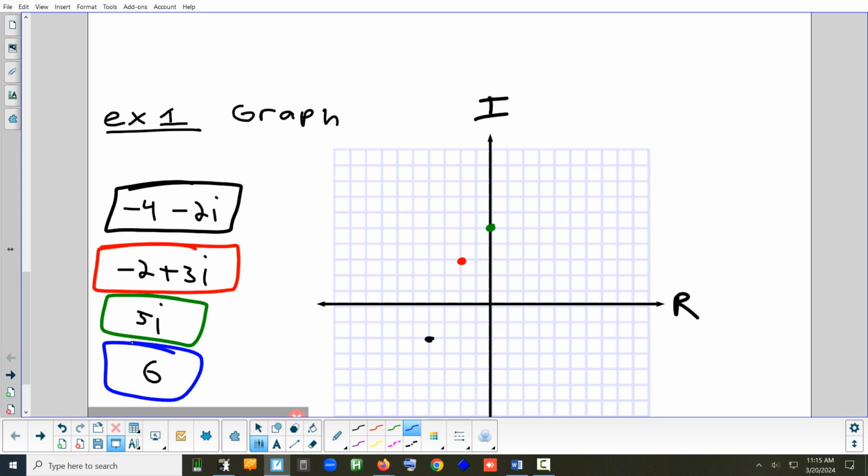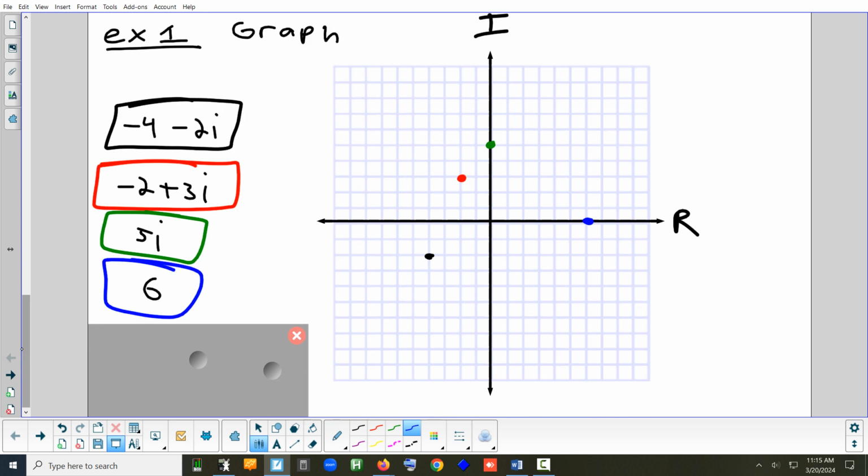And how about 6? You're going to go 6 to the right. And what about the imaginary part? 0. It doesn't have it. So that's that one. Any questions on graphing those?